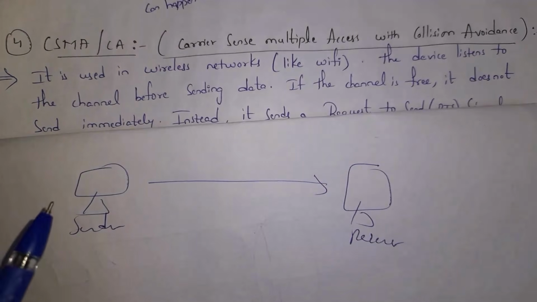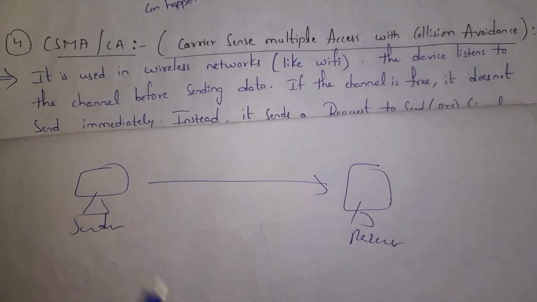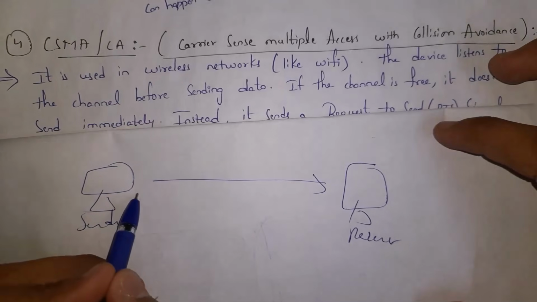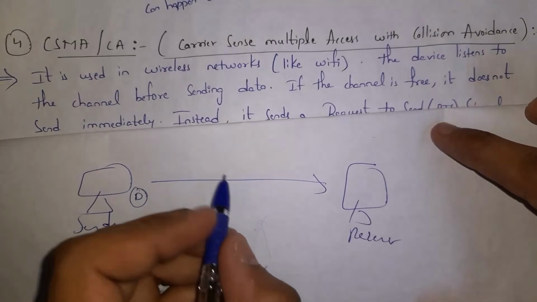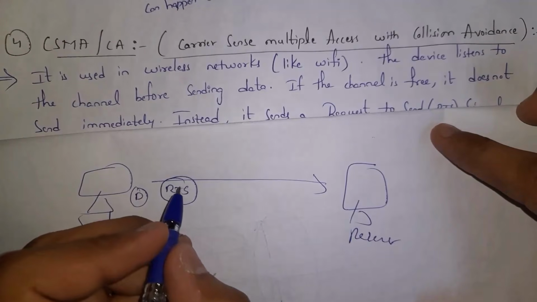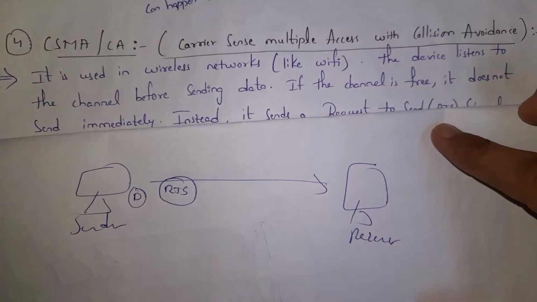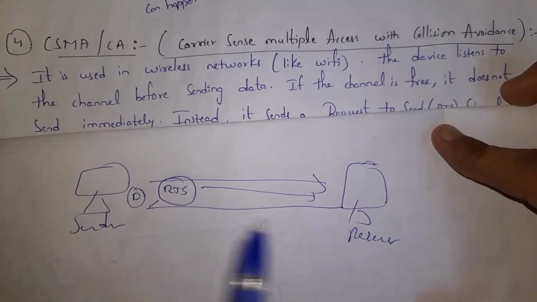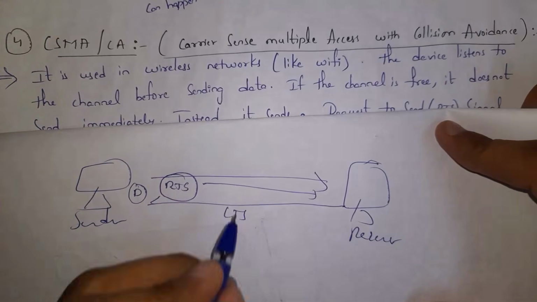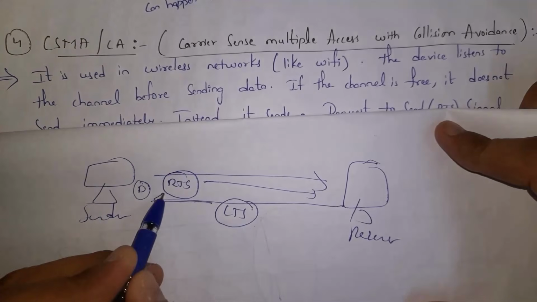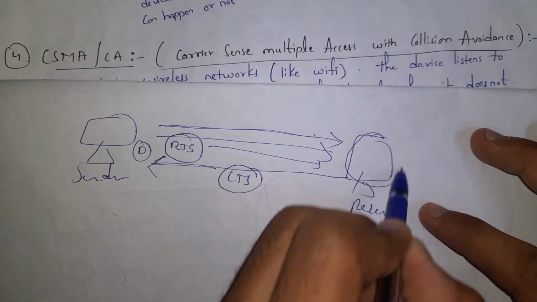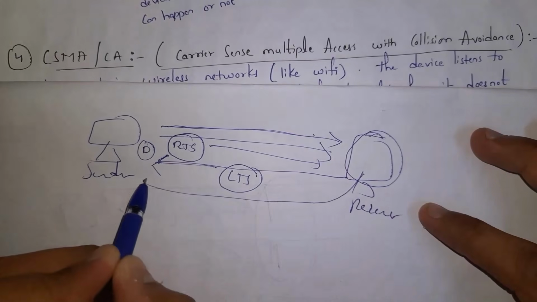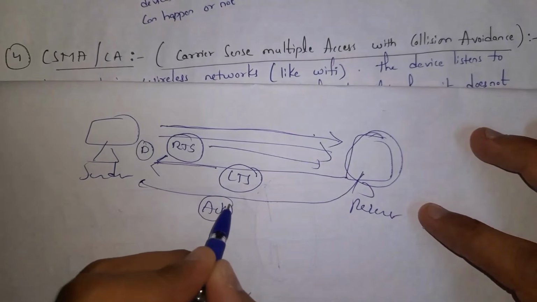For example, there is a sender and there is a receiver. The sender will identify that no other device is using this channel, so the channel is free. Before sending actual data, the sender will first give one signal to the receiver in order to send data. We call that signal the RTS signal, where RTS stands for request to send. The receiver will take the signal, then give another signal to the sender. We call that signal the clear to send signal, shortly CTS. Whenever the sender gets the CTS signal, the sender will now send the actual data. If the data is successfully received, then the receiver will give an acknowledgement. That is, the receiver will reply that the data has reached successfully.